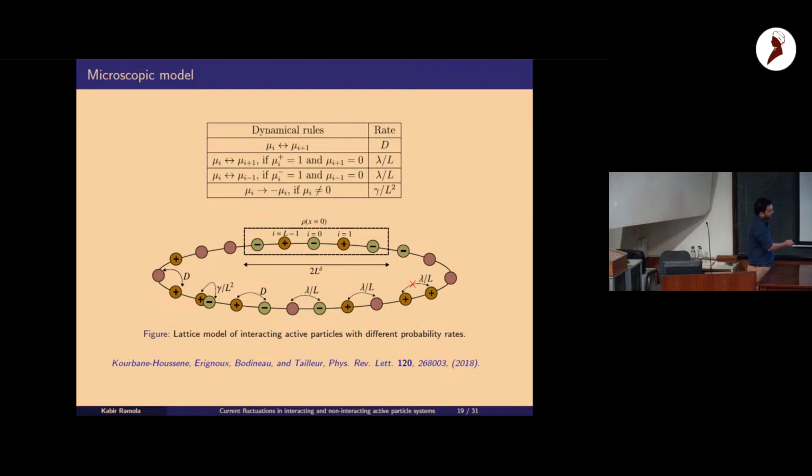Then they have a drift. The minus particles have a drift to the left, and the plus particles have a drift to the right. There's a hardcore exclusion constraint, and the plus and minus particles can interconvert with some rate gamma. So this is, in some sense, an active version of the WASEP, the weakly asymmetric exclusion process, because you have this drift which is scaled by L, and this interconversion which is scaled by L squared. These L and L squared are there so that you can write down hydrodynamic equations. So this is the model that we consider, and we try to do the same analysis in this case to see what is the effect of the different initial conditions when we're looking at current fluctuations in an interacting active particle model.